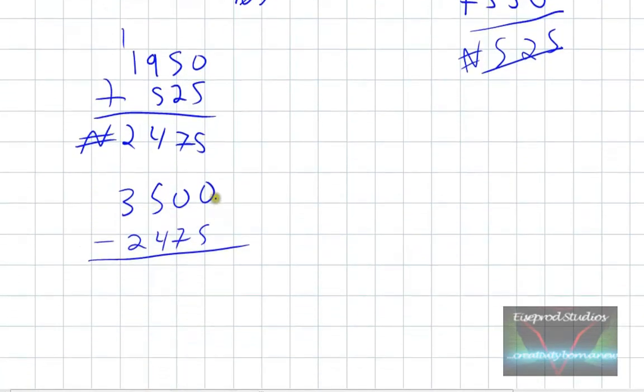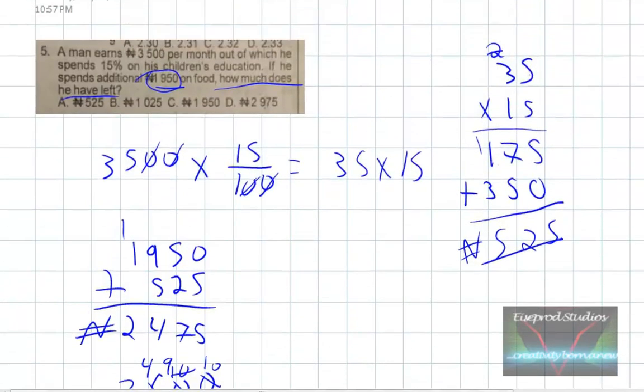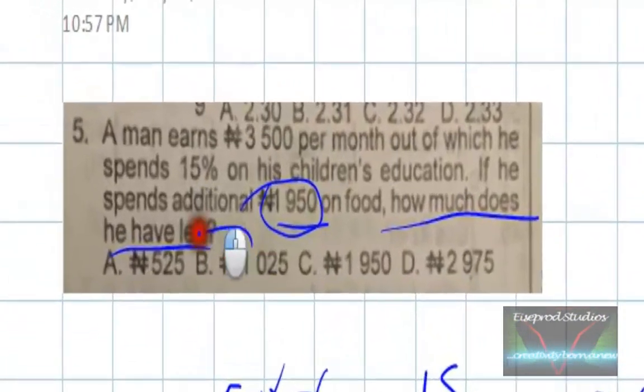Okay, so we're going to need to do some borrowing. We're going to make this 4, make this 10, and then this becomes a 9, and then this becomes a 10. So 10 minus 5 is 5, 9 minus 7 is 2, 4 minus 4 is 0, and 3 minus 2 is 1. So we're left with 125, which would be your answer right here.